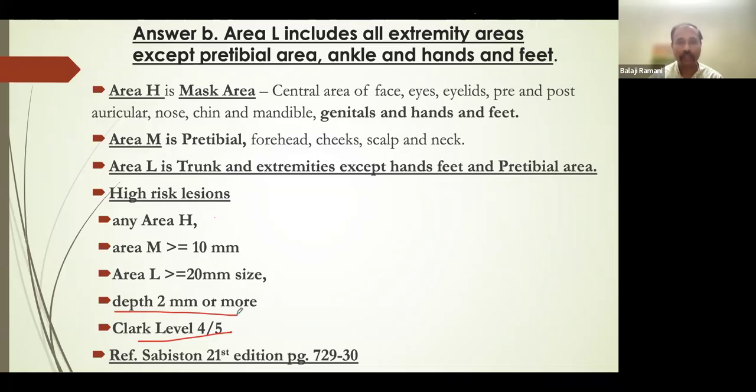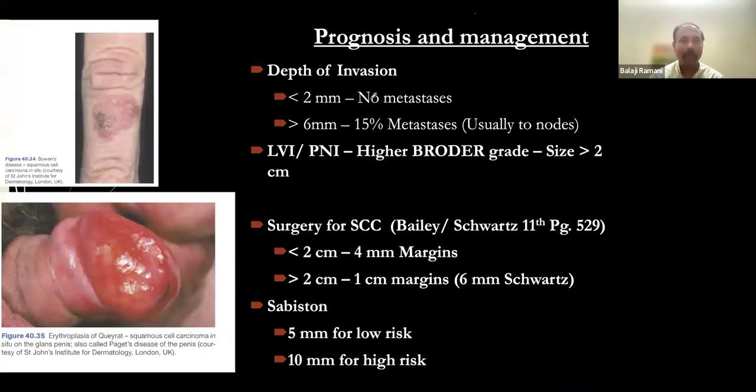So this is how you classify the high risk and low risk areas. Depth less than 2 mm, there are no metastasis. More than 6 mm, there is a 15% risk of metastasis, usually to the nodes. LVI and PNI will make it a higher grade, and size more than 2 centimeters. These are all criteria which vary.